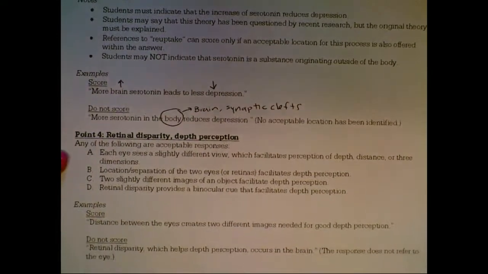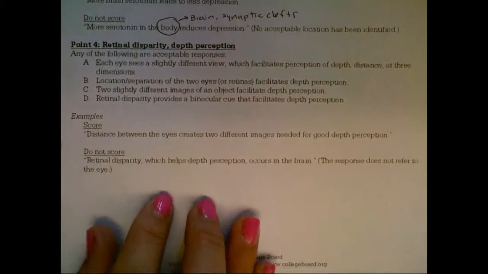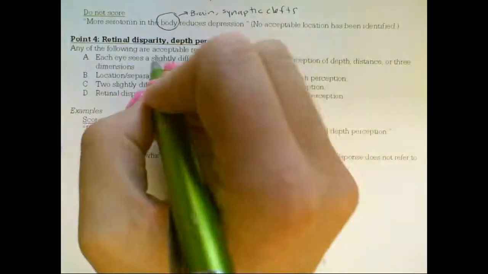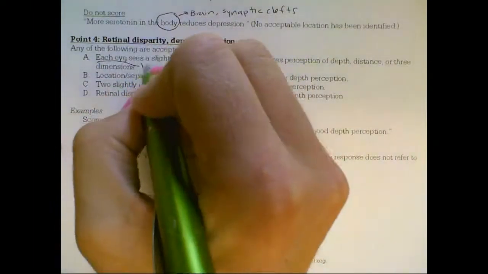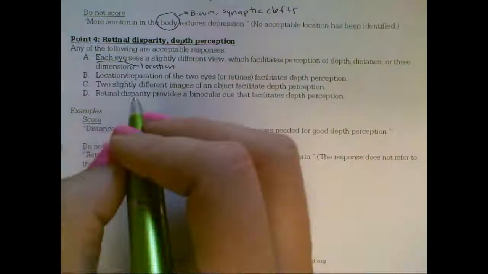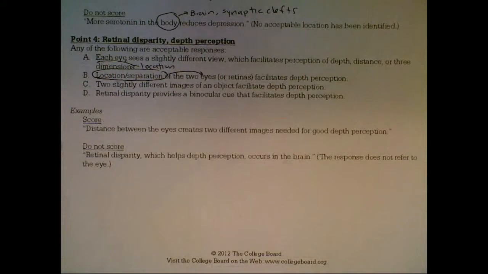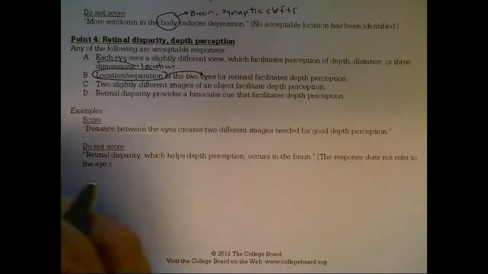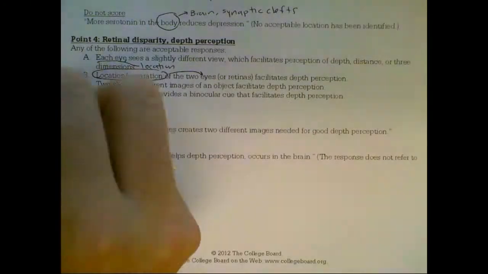Okay, point number 4, retinal disparity and depth perception. Any of the following are acceptable responses. Each eye sees a slightly different view, which facilitates perception of depth, distance in 3 dimensions. So this is my location of each eye, right? So that's the location. Location or separation of the 2 eyes facilitates depth perception, so that the location of my eyes allows depth perception. 2 slightly different images of an object facilitate depth perception, or retinal disparity provides binocular cues that facilitate. So any of that could score, be a point.